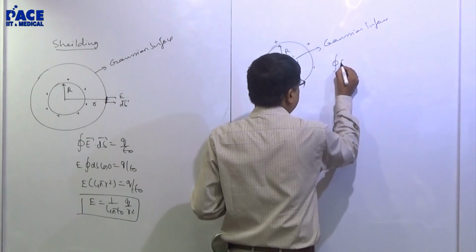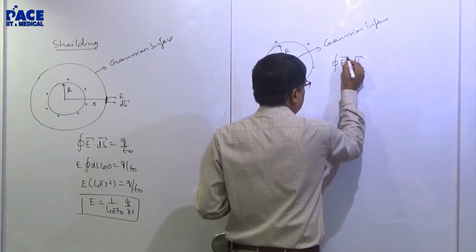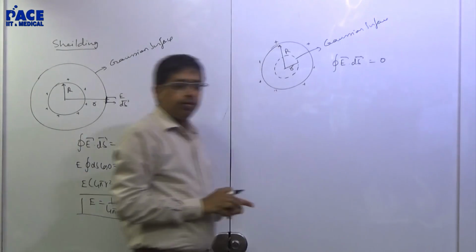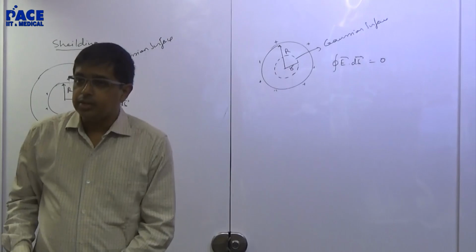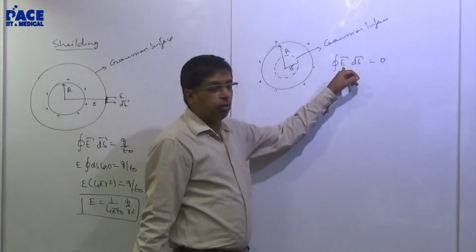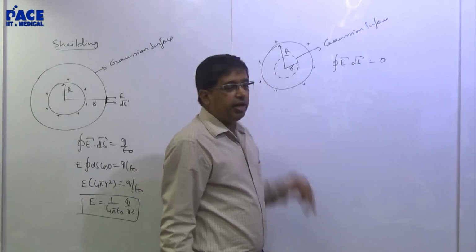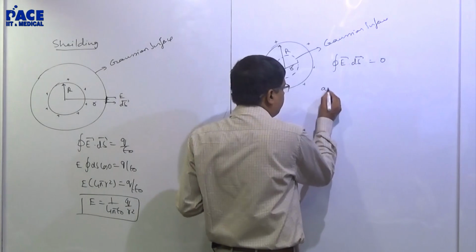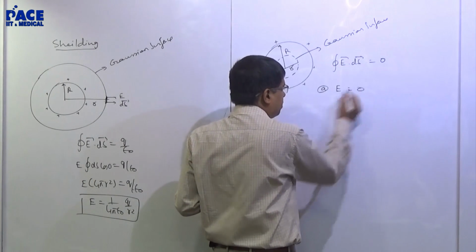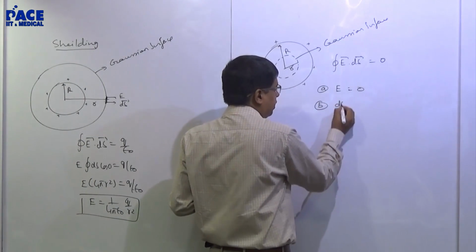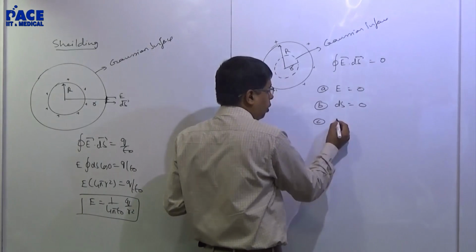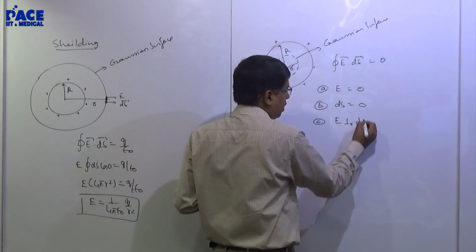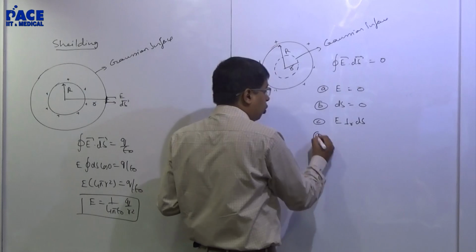So closed integral E dot ds will be equal to 0. But remember, this doesn't mean that the field will always be 0. If integral E dot ds is 0, there are 4 options. Field can be 0, second option, ds can be 0, third option, E is perpendicular to ds. There is a fourth option.